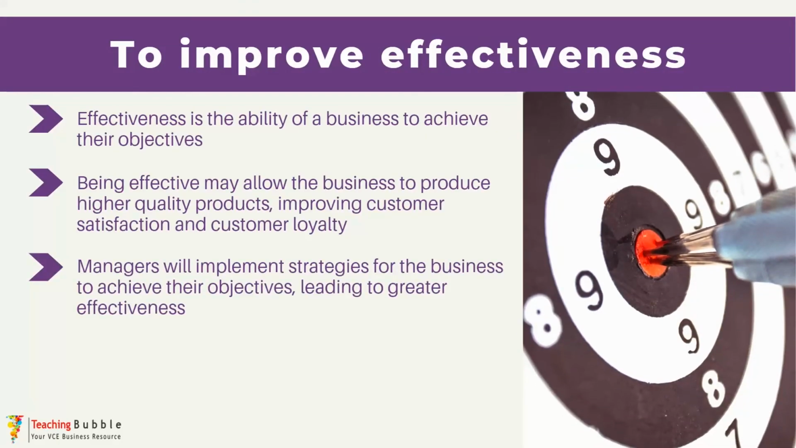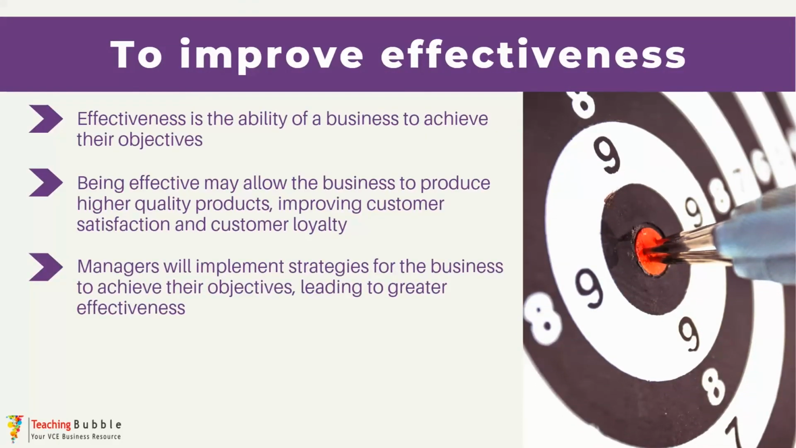So that's the ability of a business to actually achieve their objectives. Efficiency is looking at the resources that they're using. Effectiveness is looking at their ability to achieve objectives. So being effective can allow the business to produce high quality products, which improves customer satisfaction. It might even improve customer loyalty. So it's really important that they're achieving their objectives. Managers will implement a whole range of strategies for the business to try and achieve those objectives, which leads to greater effectiveness.